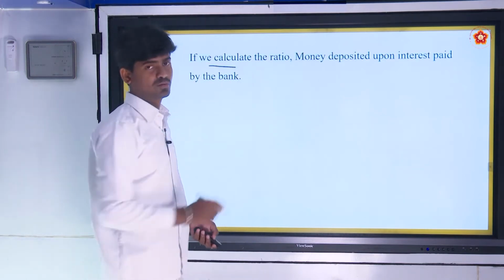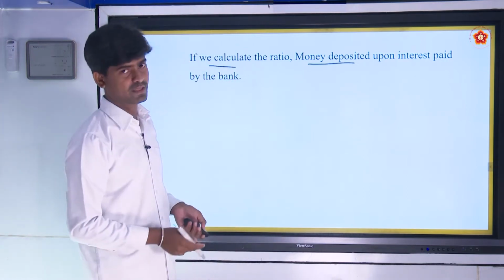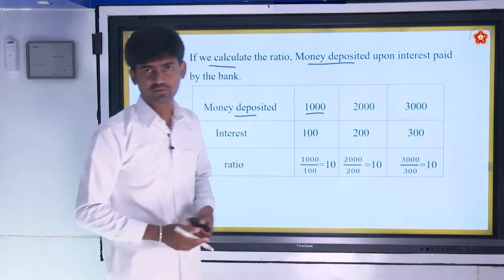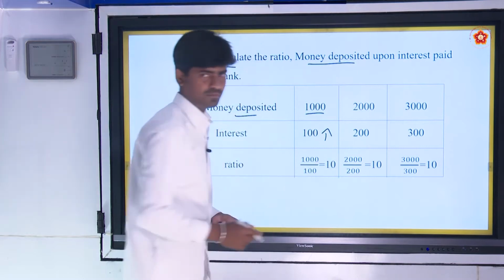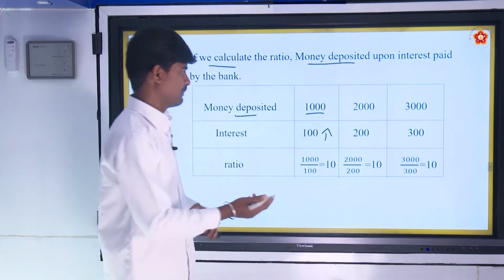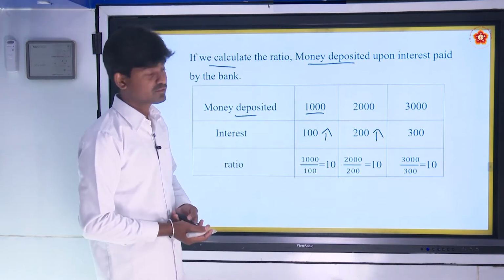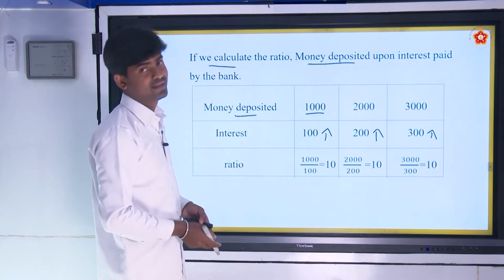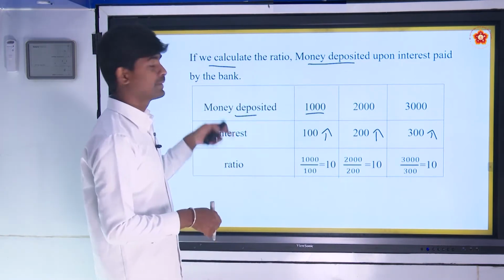We calculate the ratio for that one also: money deposited upon the interest paid by the bank. We already know the table. If you deposit 1000 rupees, the bank pays an interest of 100 rupees. If you deposit 2000 rupees, the bank gives an interest of 200, and if you deposit 3000 rupees, the bank gives 300 rupees. Now we take the ratio, money deposited upon the interest paid by the bank.